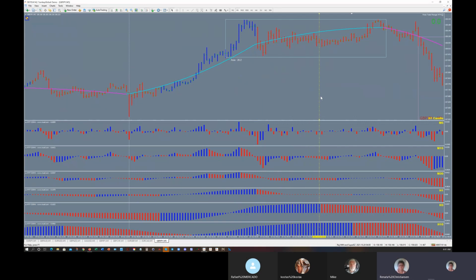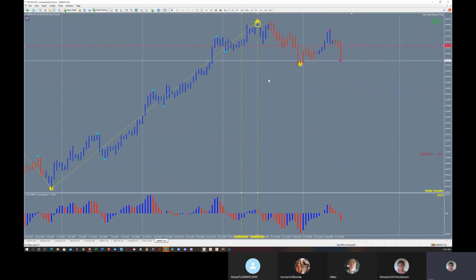So here's where it gets out of sync. Again, you draw your channel. Back to the 4. Stop loss is moved up here. You've locked in 93 pips.